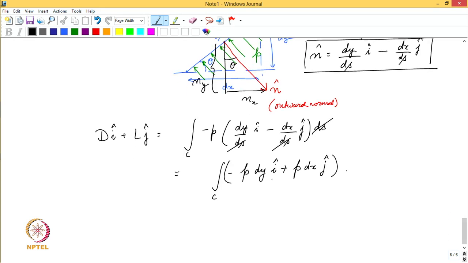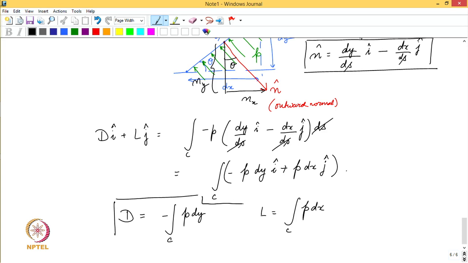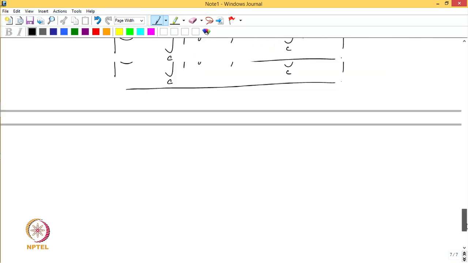And so, now noting that if the equation has to be valid, then the individual coefficients of these orthogonal vectors i cap and j cap must be equal. So, I can say d, the drag force by unit depth, must be integral of minus p dy over the contour C, and lift should be integral of p dx, and that is a very powerful tool that we have come up with now. Okay. So, in this case, in the solid body, this is what the force should look like.